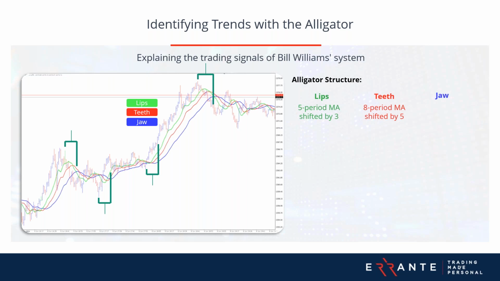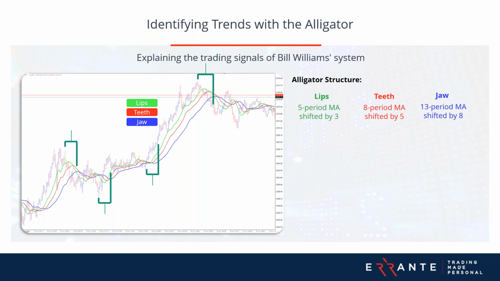The lips, as you see on my slide, is a 5-period MA shifted by 3 bars, and the teeth are an 8-period MA shifted by 5 bars, and the jaw is a 13-period simple moving average shifted by 8 bars.